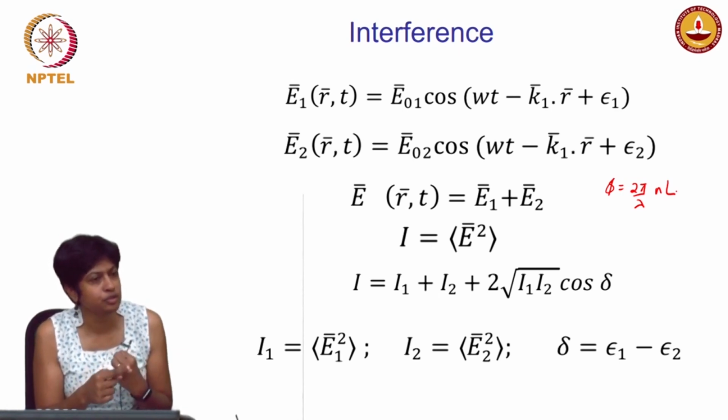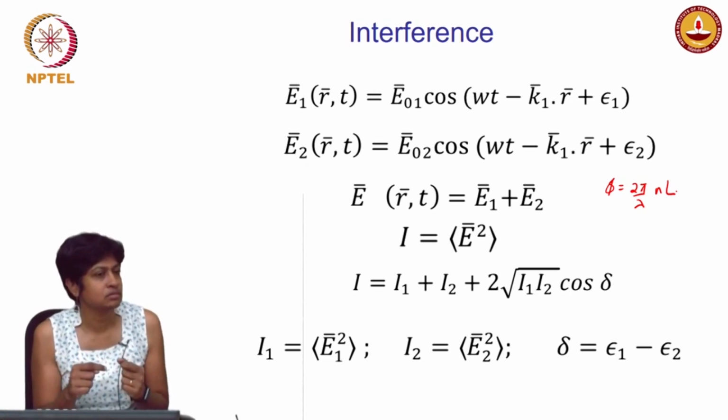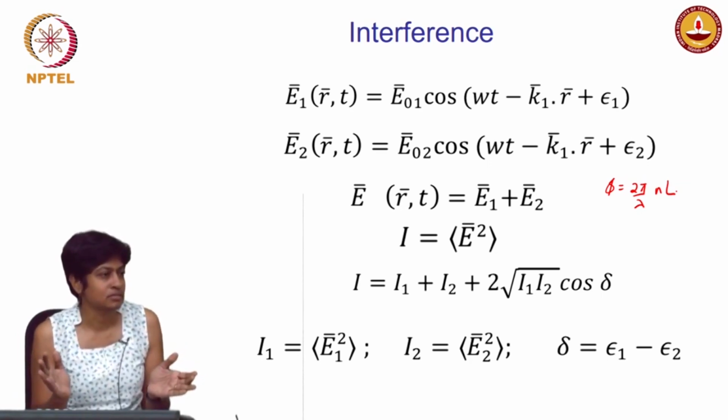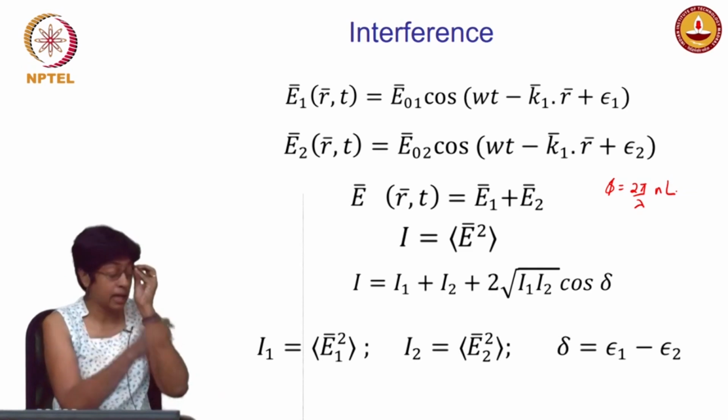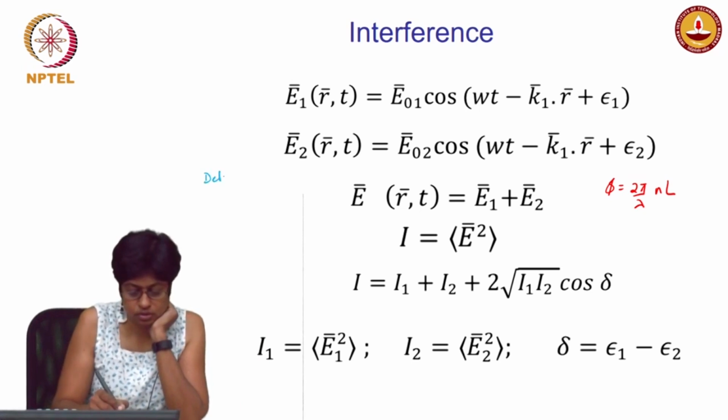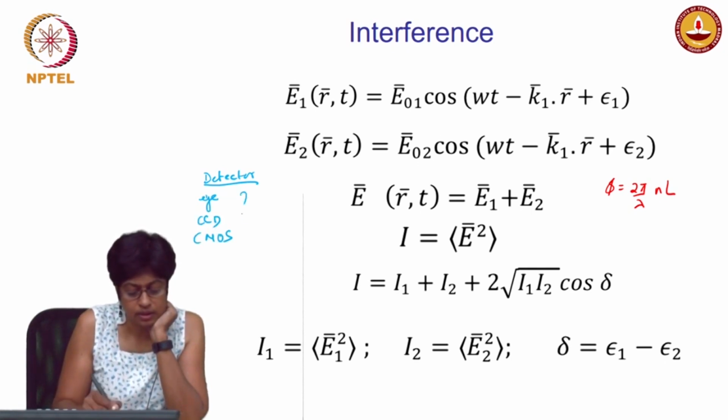Does our retina respond to phase? Does a CMOS sensor respond to phase? Or does it respond to intensity and phase? Or does it respond only to intensity? These detectors respond only to intensity, right? So whether the detector is our eye, so the detectors that we commonly use, and that means our eye or a CCD or a CMOS, all of these respond to intensity. They don't respond to phase.